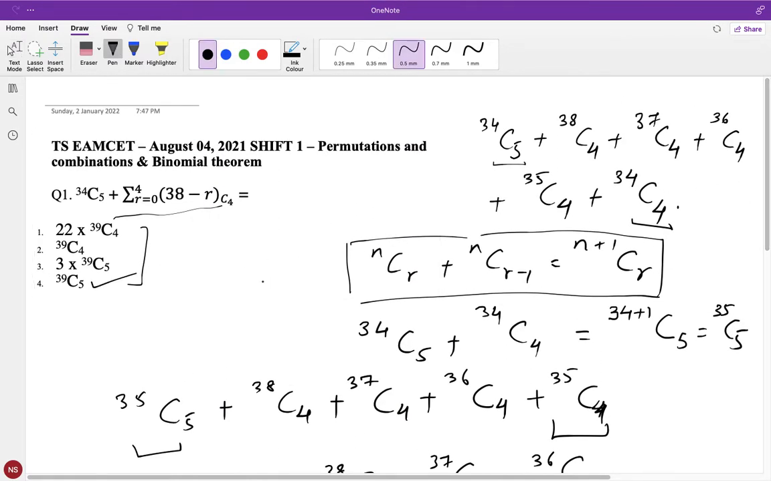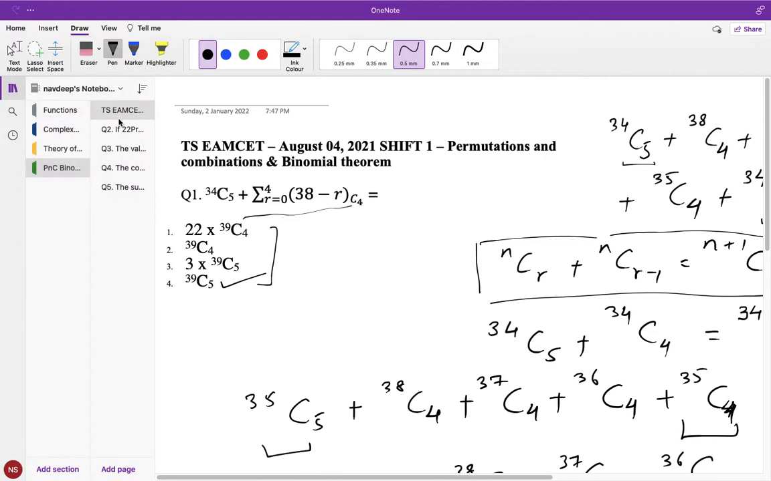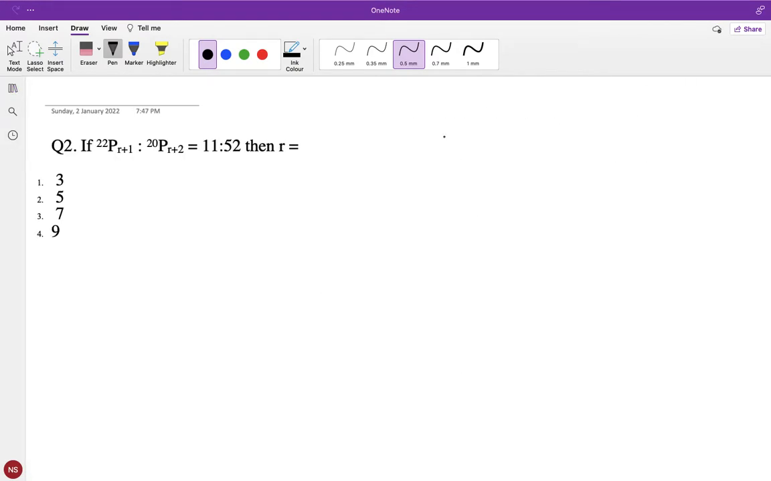So that's it. The first problem was easy. You just have to remember to use this formula and don't start solving all of these individually. Otherwise, you will waste a lot of time. Now, second problem.